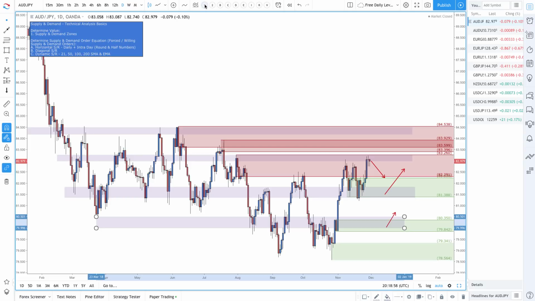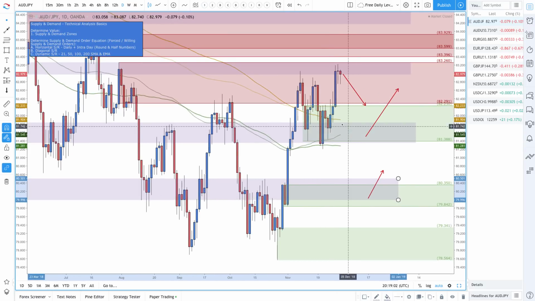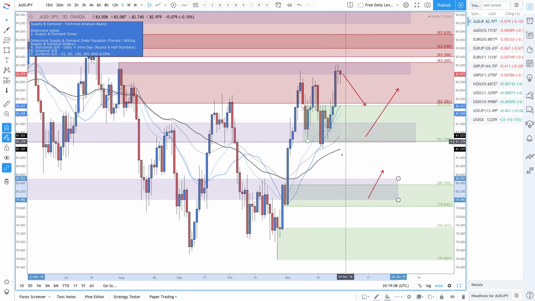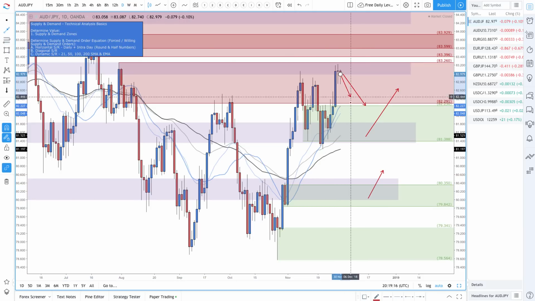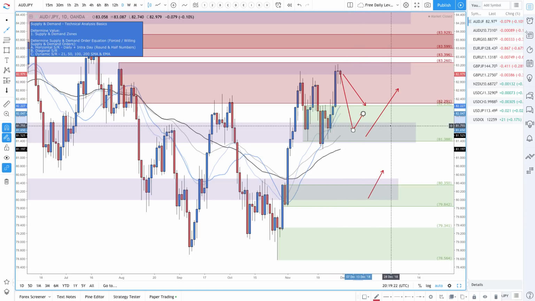And let's just look at some dynamic support and resistance. We've got the 100 and the 200 in this area as well. So dynamic support and resistance, and where are the 21s to 50s? Yeah, so the 21 is probably going to be a bit higher, but the 50 is going to be, if prices do come down around here, we should get some dynamic support as well in that area.